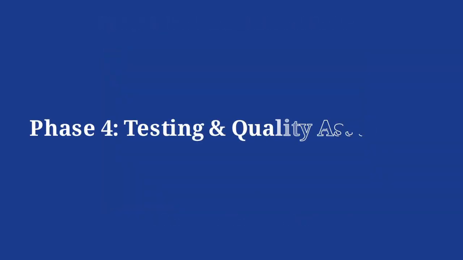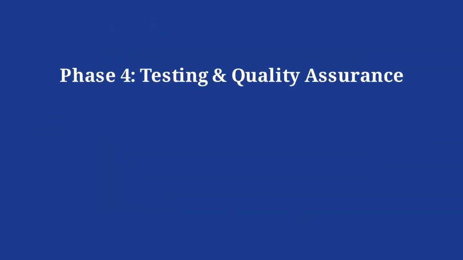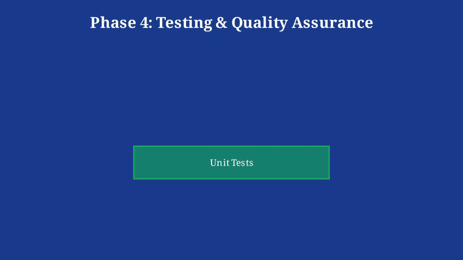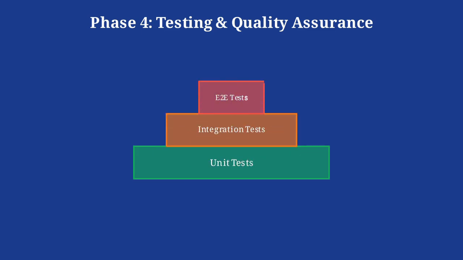Phase 4: Testing and quality assurance. Just because the code compiles doesn't mean it's ready for users. Testing is our safety net, our quality guarantee. Here we see the testing pyramid. At the base, we have lots of unit tests. These test individual pieces of functionality in isolation. In the middle, integration tests make sure different parts work well together. And at the top, end-to-end tests simulate real user interactions.